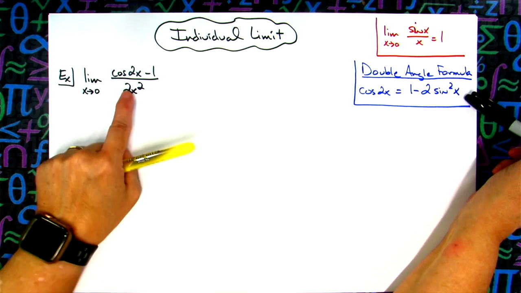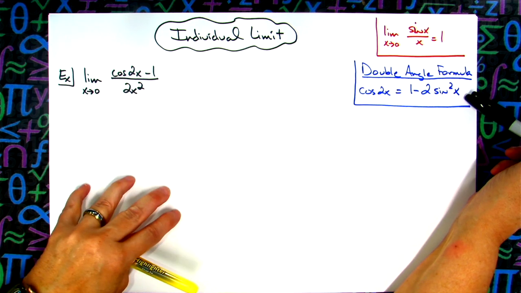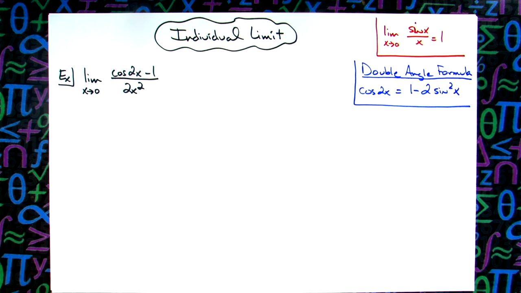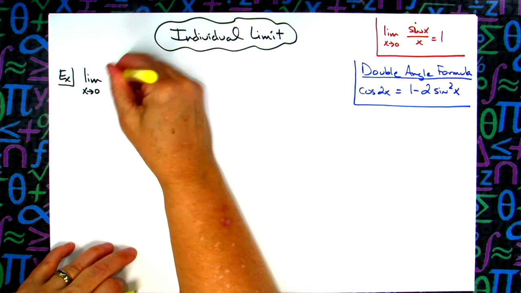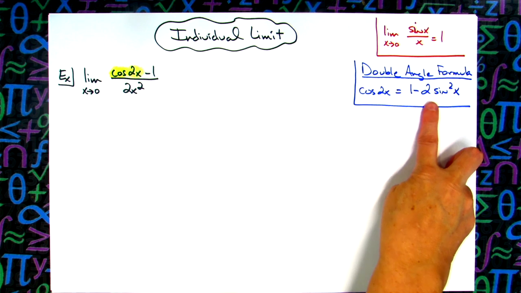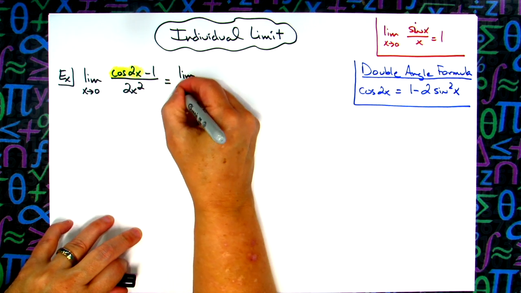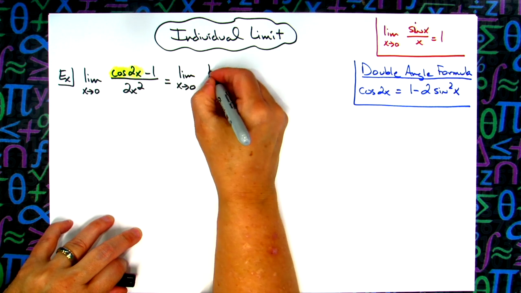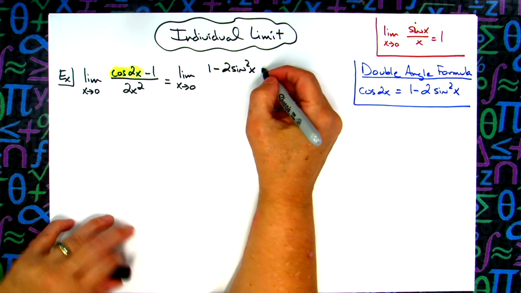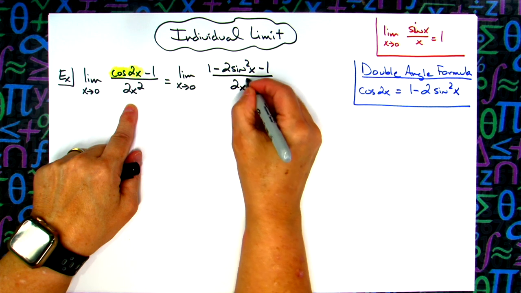You're also going to have to, with this having a cosine of 2x, having that double angle in there, pull from your trig formulas. We're going to do a substitution right there. So that's going to be the very first step. We're going to take this cosine of 2x and replace it with our double angle formula. That's going to give us the limit as x approaches 0 of 1 minus 2 sine squared x, and then minus 1, all over the 2x squared.